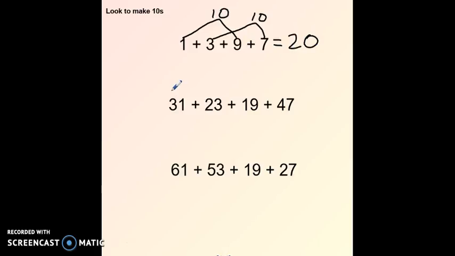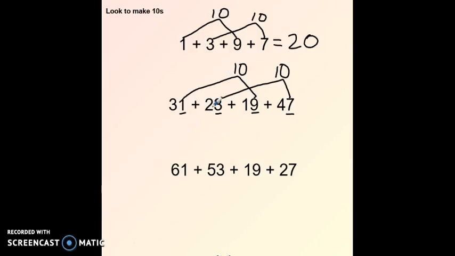Let's look at the next set. Here I have 2-digit addends. I have 31 plus 23 plus 19 plus 47. But remember, we're still going to look at our ones first. So here I have a 1, a 3, a 9, and a 7. I'm going to look to make groups of 10. So here again, I can combine my 1 and my 9 and get a 10. And then I can combine my 3 and my 7 to get another group of 10.